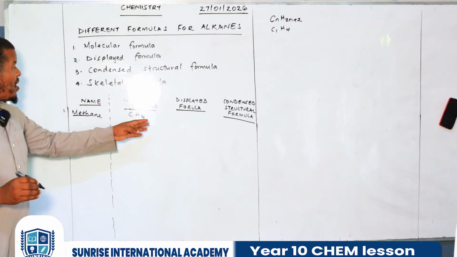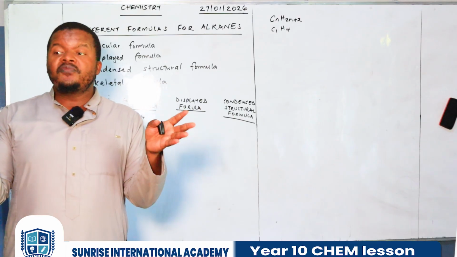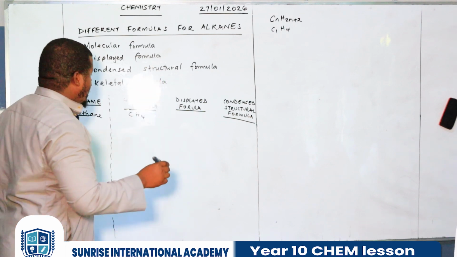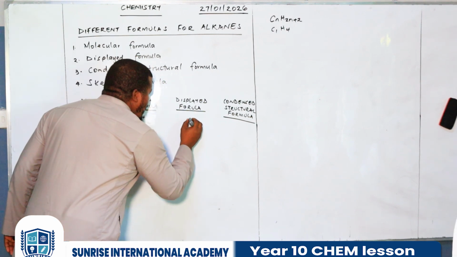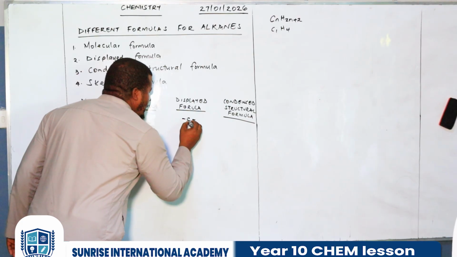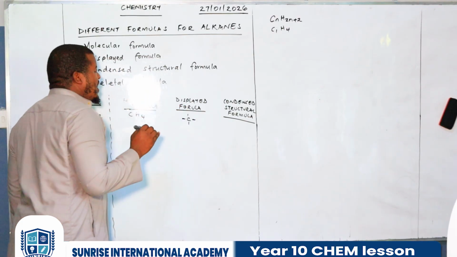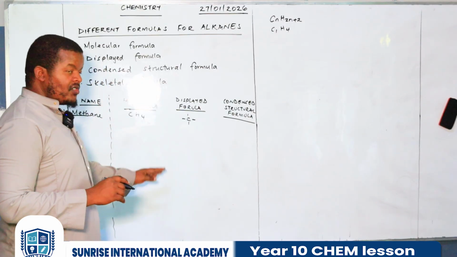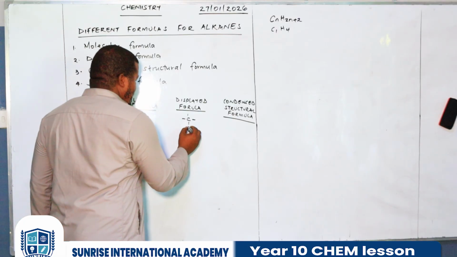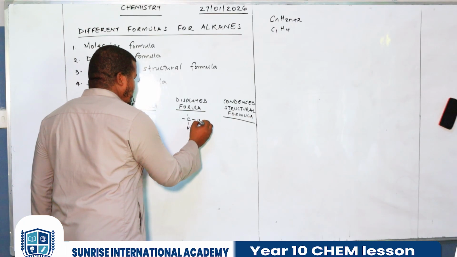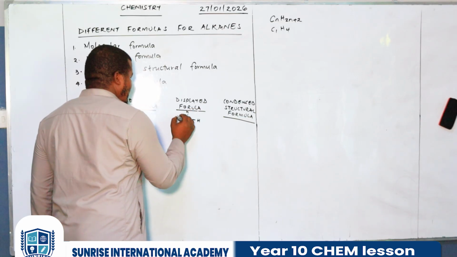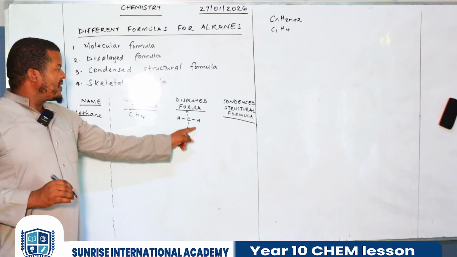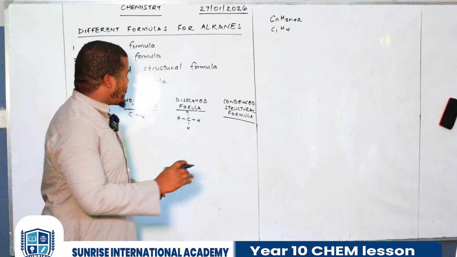Now, what about the displayed formula? In a displayed formula, we are going to open those covalent bonds surrounding the carbon atoms. So here we have 1 carbon atom. We said that the carbon atom must be surrounded by 4 bonds. Here we are going to have hydrogen, another hydrogen there, another hydrogen here, another one there. That is methane.